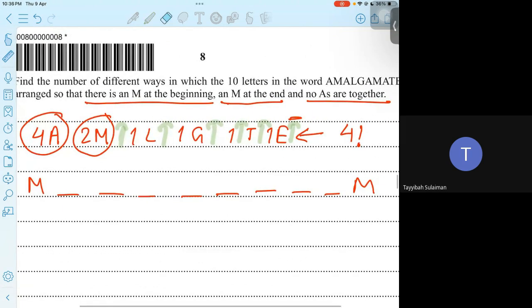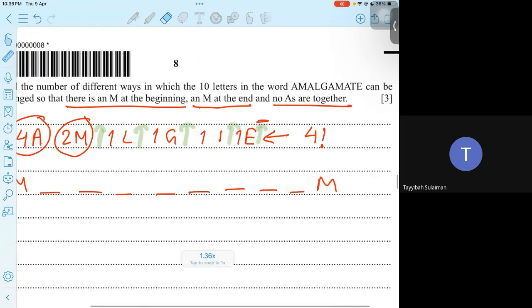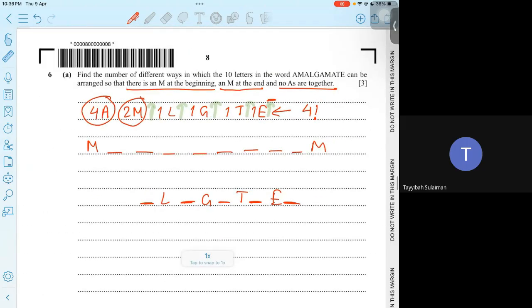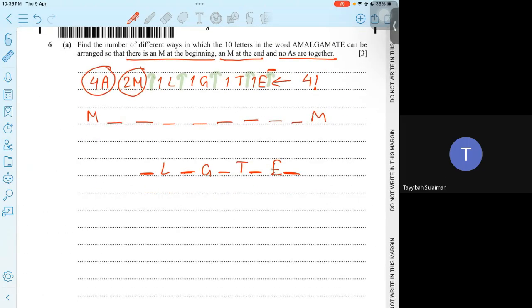Oh no, I made a mistake here. So I have 4 letters here, the L, the G, the T, and the E. And my A's can be placed anywhere between these spots, right? So my 4 A's have to be placed in these 5 spots. And the way we do that is 5P4. Any issues with that?